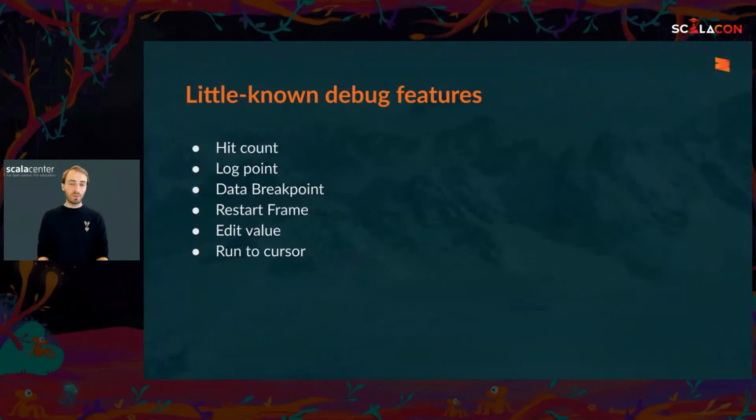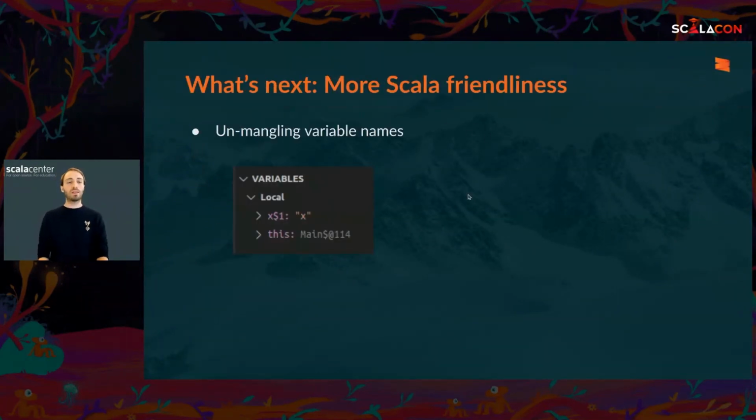Okay, that was about the little known debug features, and then what's next? Even more Scala friendliness. So there are even more things that we can improve to make the Scala debugging experience better. And one thing we can improve is unmangling the variable names. So when a variable is captured by a method or class, it will have a mangled name like this, $1, and that's not the name that you can read in the source file.